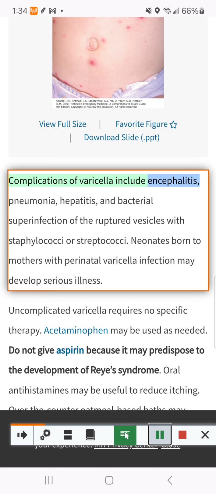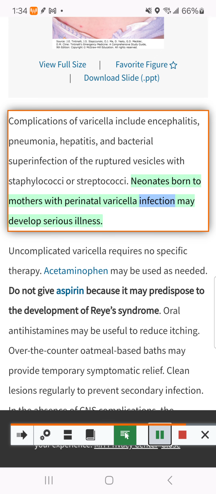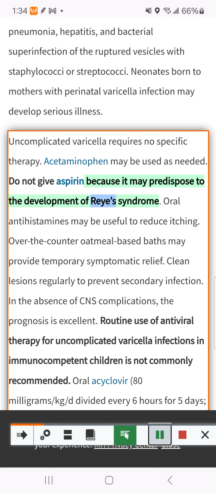Complications of varicella include encephalitis, pneumonia, hepatitis, and bacterial superinfection of the ruptured vesicles with staphylococci or streptococci. Neonates born to mothers with perinatal varicella infection may develop serious illness. Uncomplicated varicella requires no specific therapy. Acetaminophen may be used as needed. Do not give aspirin because it may predispose to the development of Reye's syndrome.